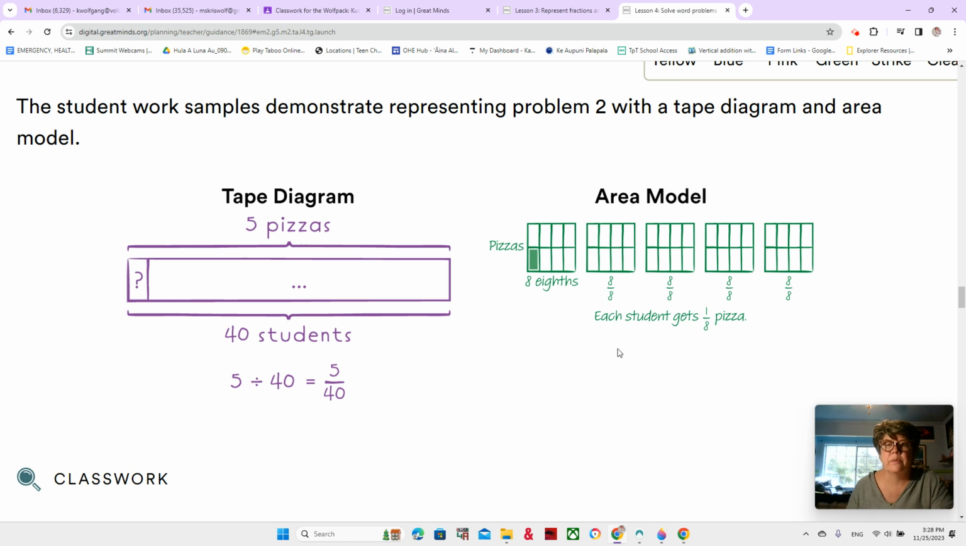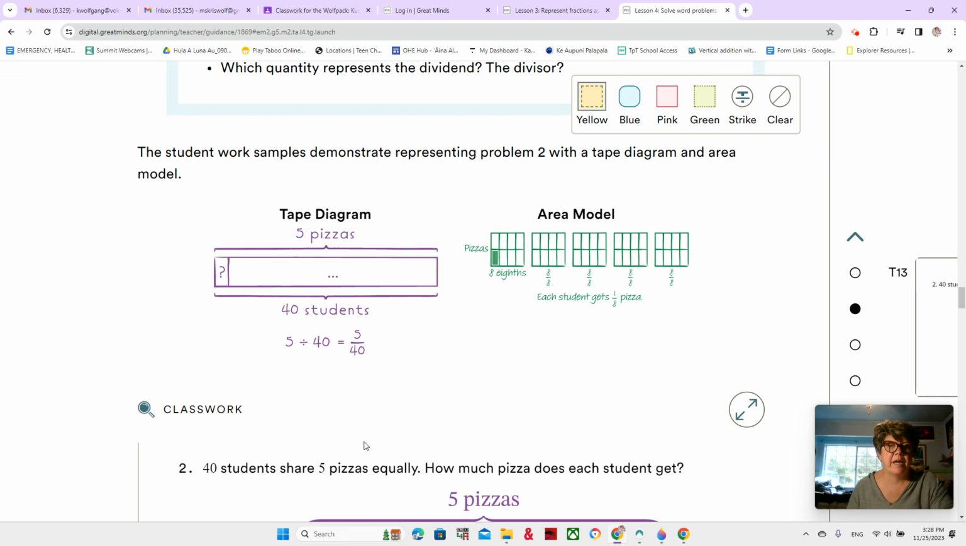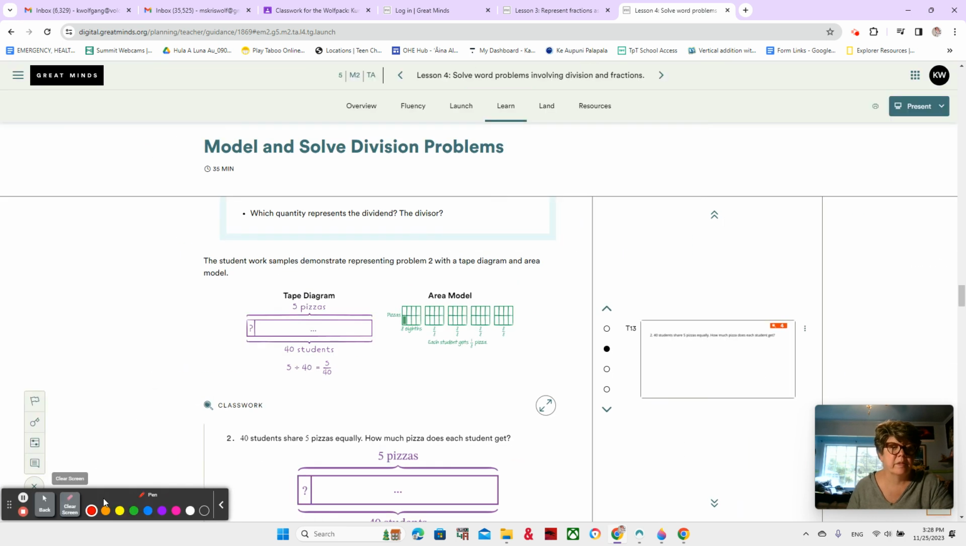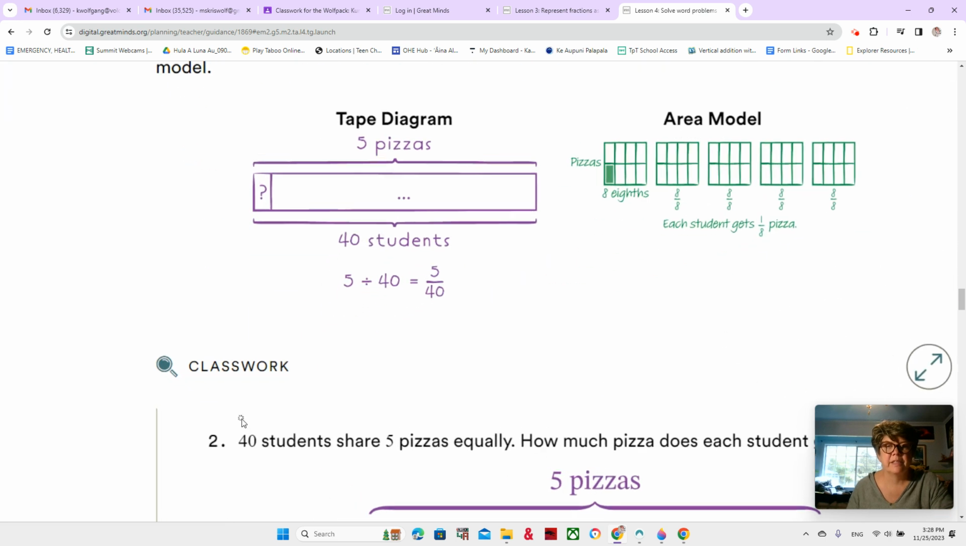Here's another way to do it. We have 5 pizzas, 1, 2, 3, 4, 5. And they cut their pizzas into 8 pieces. Now, why would they cut their pizzas into 8 pieces? Think about what you know about 5 and 40 and 8. Yeah, think about that.